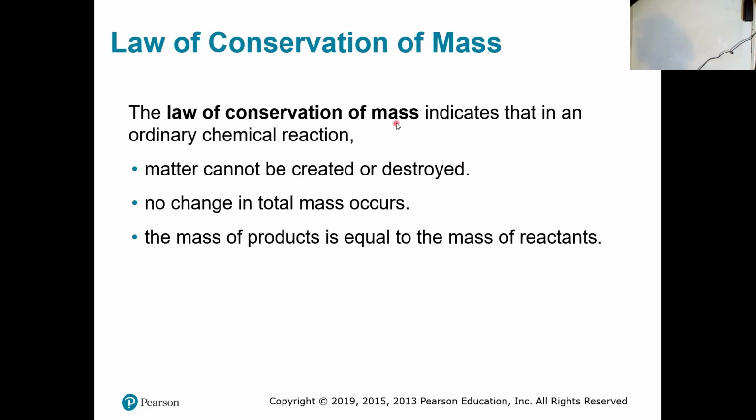Think back to the law of conservation of mass, which we mentioned before, which says that in an ordinary chemical reaction, matter can't be created or destroyed. No change in total mass occurs. So what that means is that the mass of the products that we end up with is going to be equal to the mass of the reactants that we started with. Everything that we start with has to be turned into something.